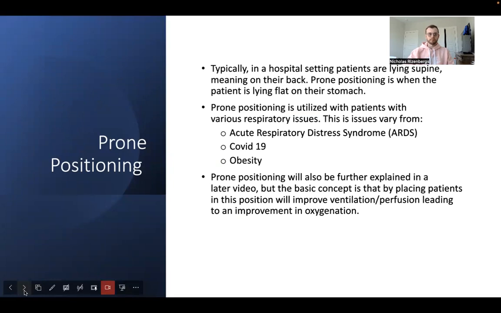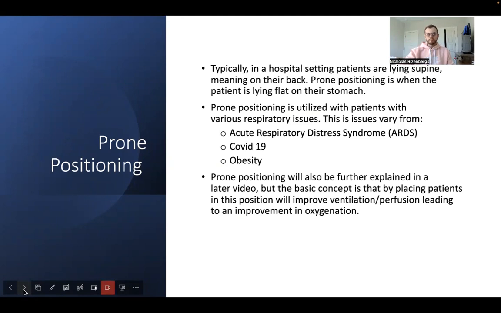So typically in a hospital setting, patients are lying supine, meaning on their back, and prone positioning is when the patient is laying flat on their stomach. So prone positioning is just how you're laying in your bed. Essentially, instead of laying on your back, you're laying flat on your stomach.